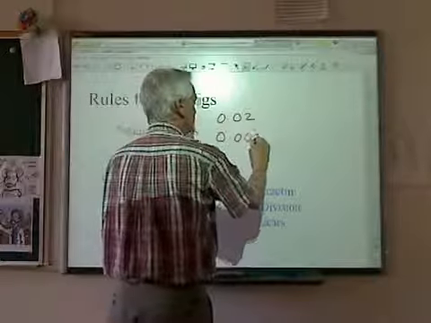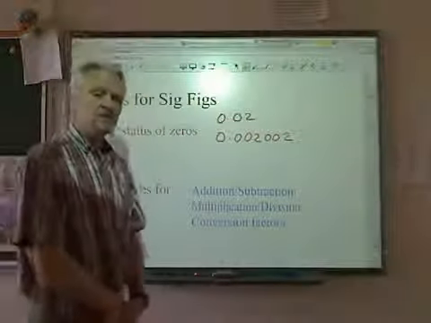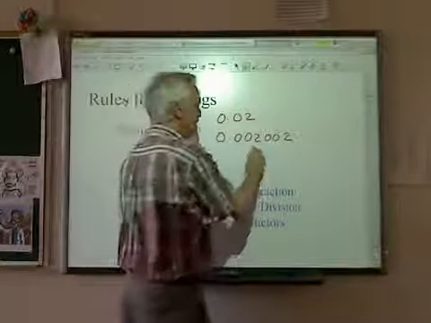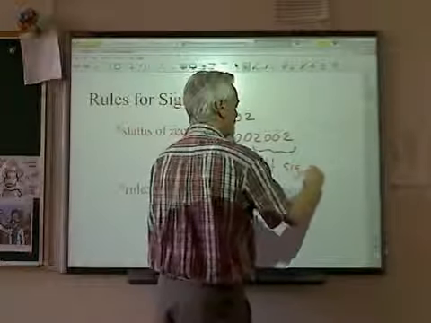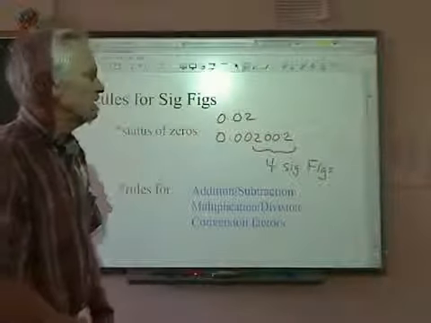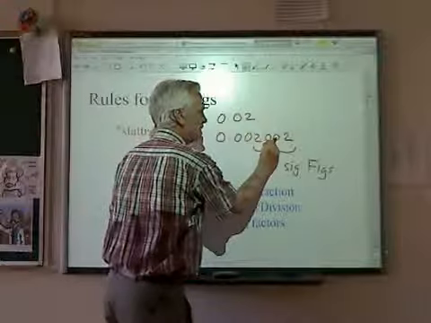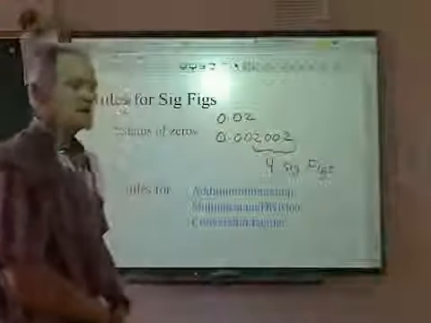Interestingly, any zeros between non-zero digits are significant, meaning that this number here has 4 significant figures, or as we say colloquially, 4 sig figs, because we would have to know the exact value of this and the exact value of that if we were in fact to be able to get to that 2 there.